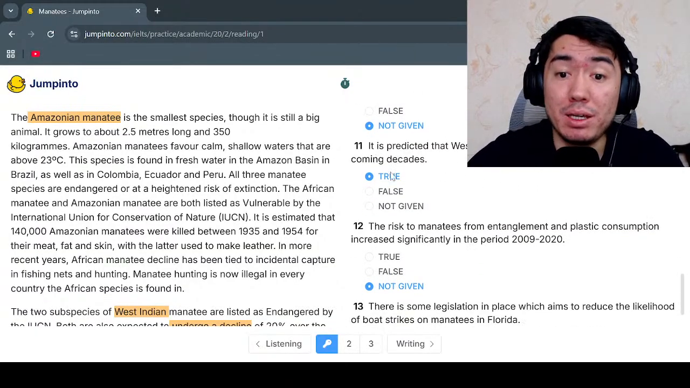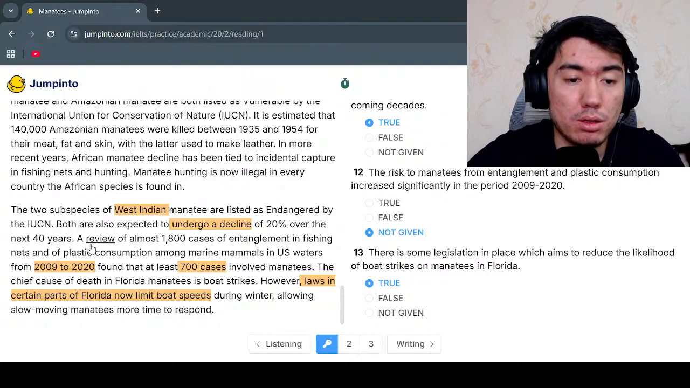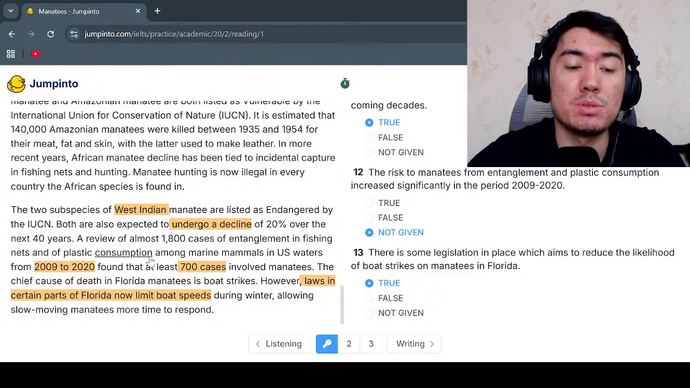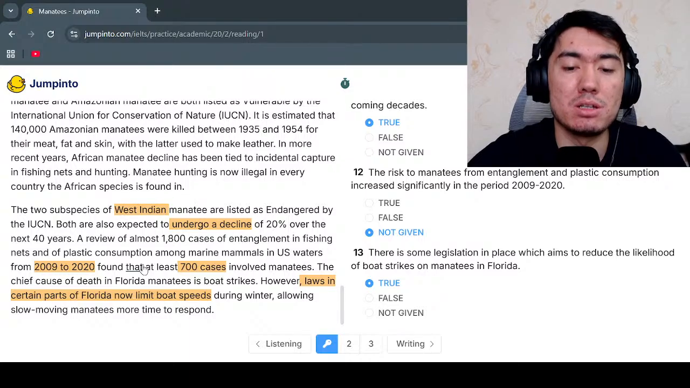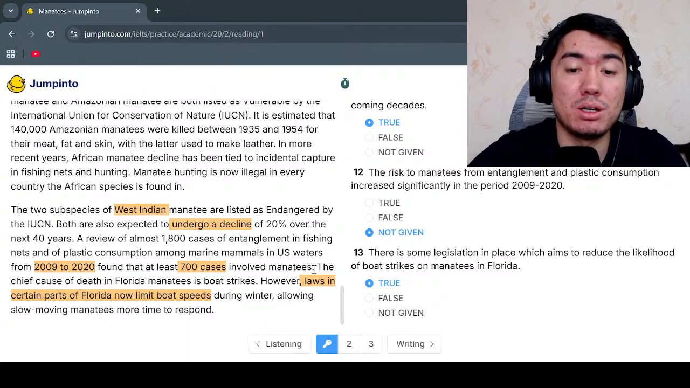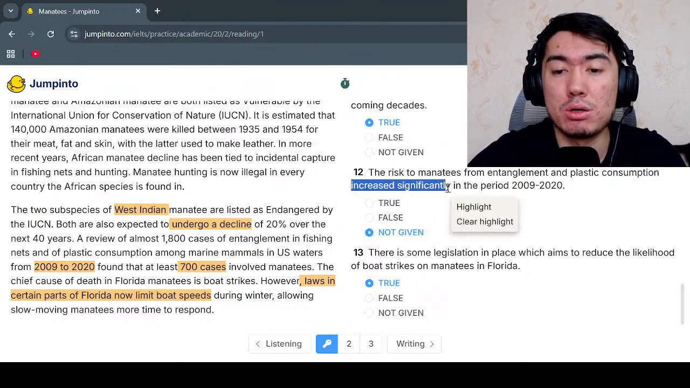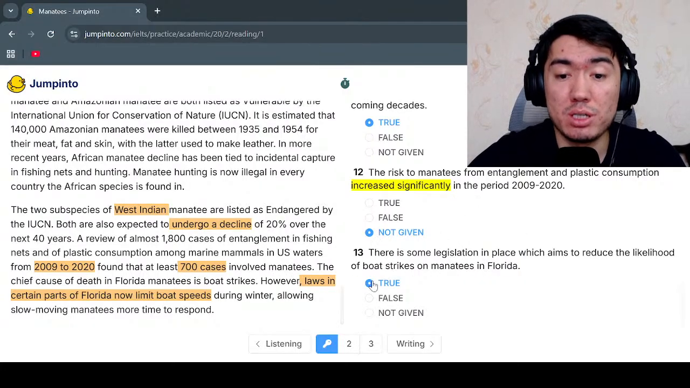Will fall in the coming decades? Yes, they will. Consumption increased significantly in 2000. Okay. So, a review of almost 1,800 cases of entanglement in fishing nets and of plastic consumption among marine mammals in U.S. waters from 2009 to 2020 found that at least 700 cases involved manatees. But was there an increase or decrease, like any kind of change? We don't know. It's not given. There is some legislation. Totally there is.